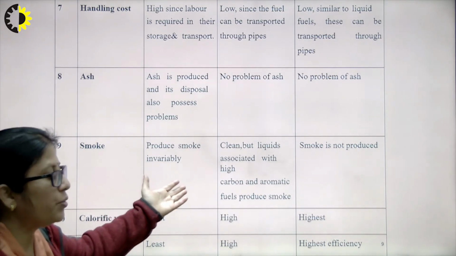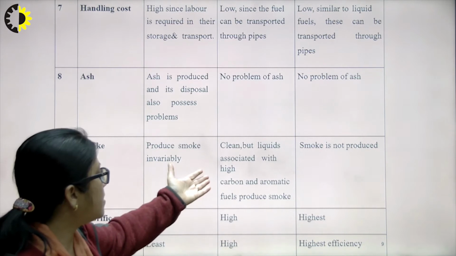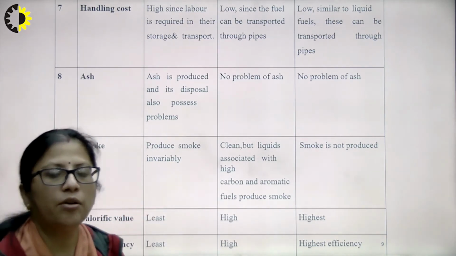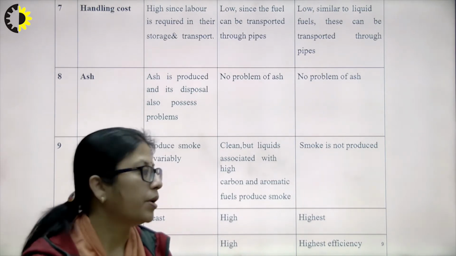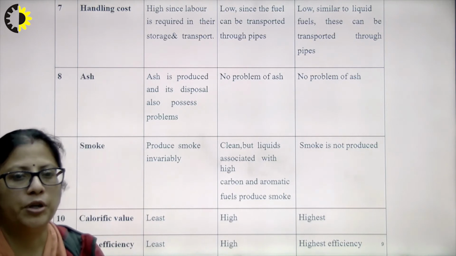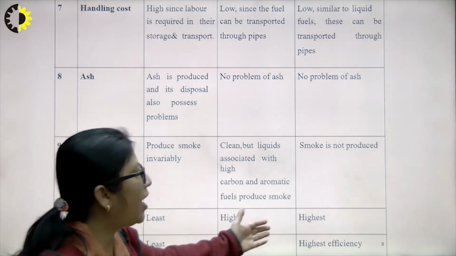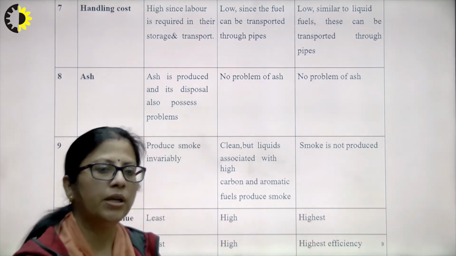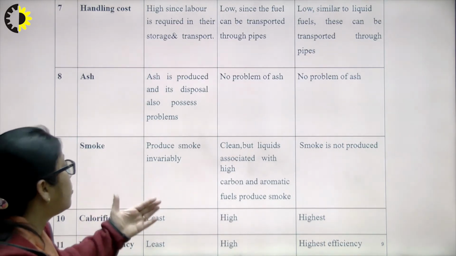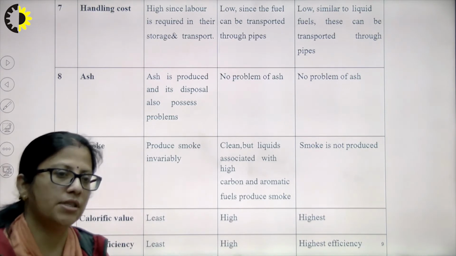Smoke. Solid fuels produce smoke, whereas liquids are considered clean fuels, but if they contain aromatic compounds, then obviously they produce smoke. In the case of gaseous fuel, smoke is not produced. In terms of calorific value, the highest calorific value is of the gaseous fuel. And in terms of heat efficiency, solids are least, whereas gases have the highest efficiency.